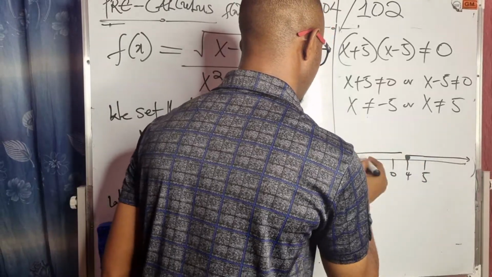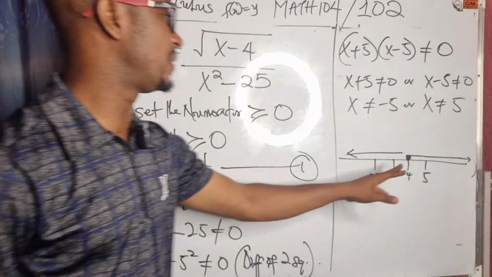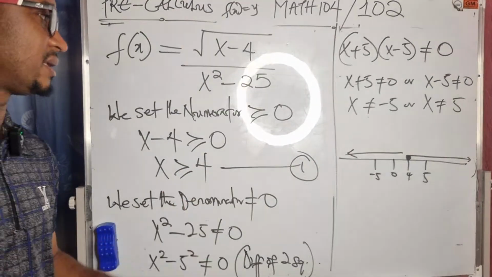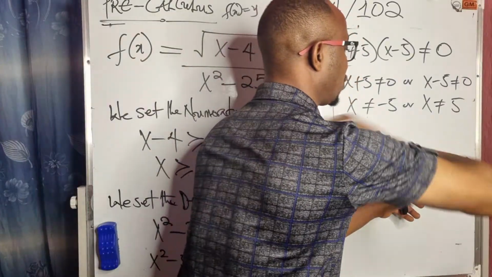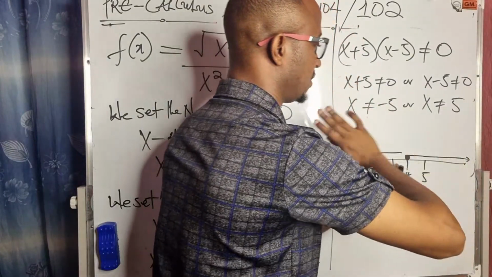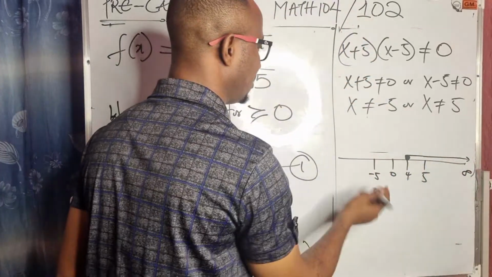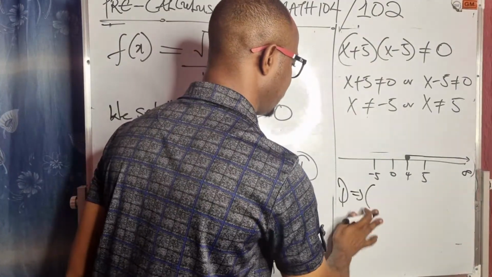If I'm coming this way, this is very wrong. We can't determine our domain this way. Since this function says that x is greater than, I will start from here and include every other value of x on this side. So let's see what we can generate. It will be from 4. Our domain becomes what? From 4.